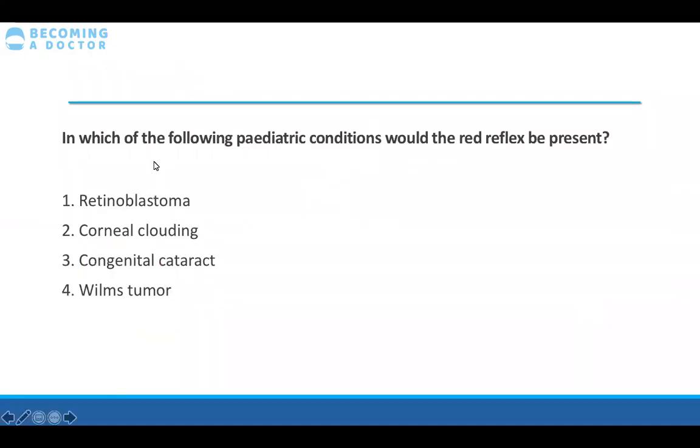I've got another question for you. In which of the following pediatric conditions would the red reflex be present? I'm just going to put the poll up for you.